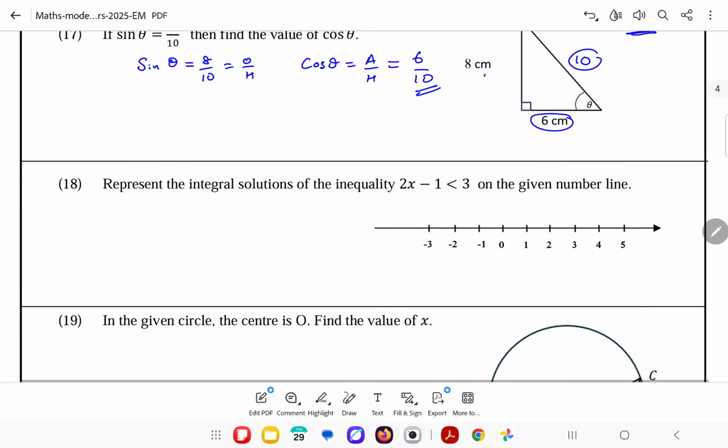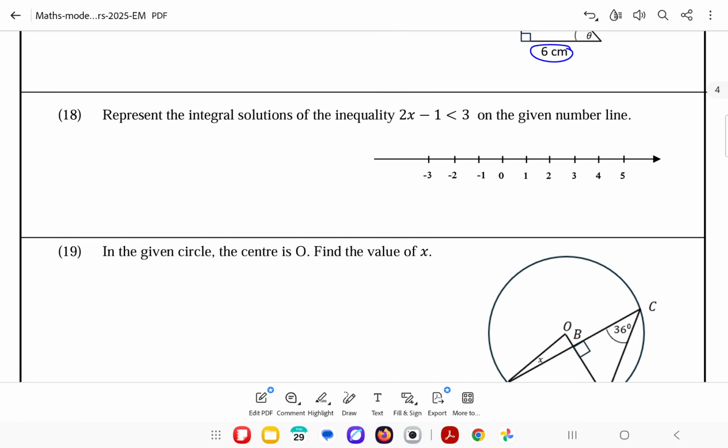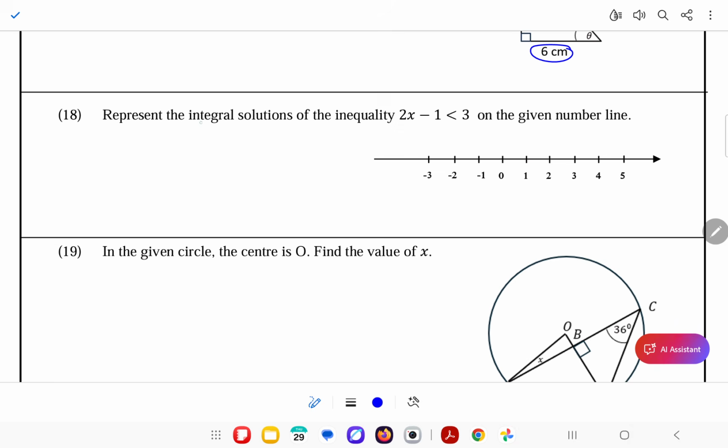Right. Next you have an inequality. Represent the integral solution, only the integer solutions, on the number line. So keep that in mind. Let's first solve the inequality. Move 1 to the other side. So 2x is less than 4. Then divide by 2. So x has to be less than 2.